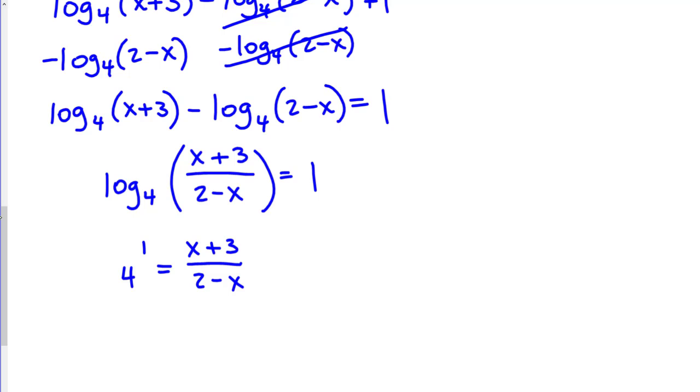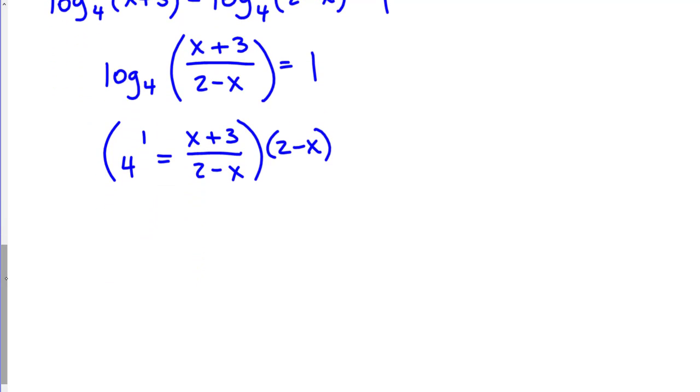All right, 4 to the first power is of course just 4, so that's nice. What I would need to do is multiply both sides of the equation by the quantity 2 minus x. So I get 4 times 2 minus x on the left-hand side. The 2 minus x's cancel out on the right, so that's just x plus 3. So I have 8 minus 4x equals x plus 3.